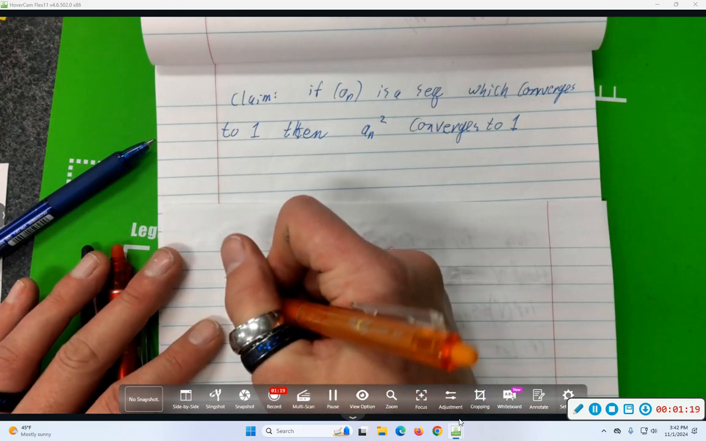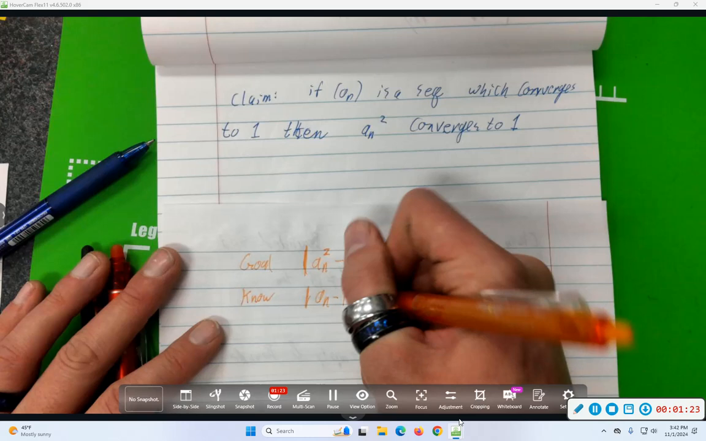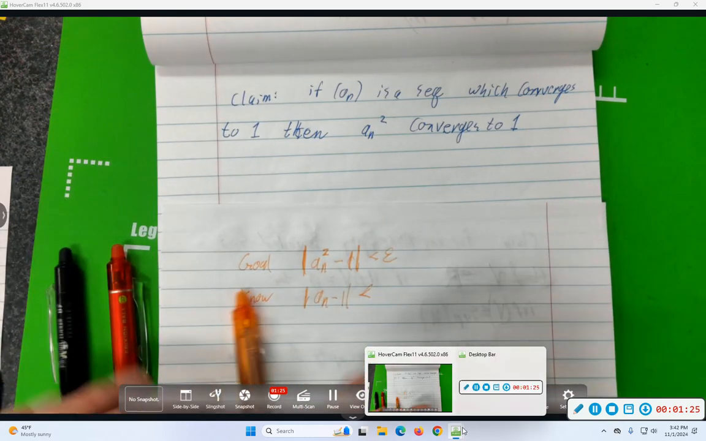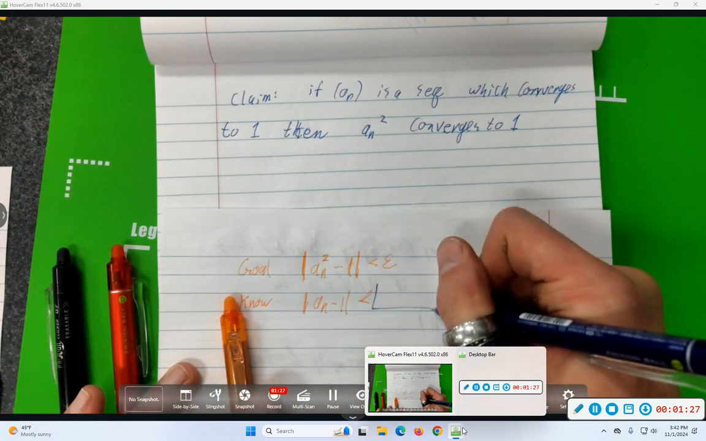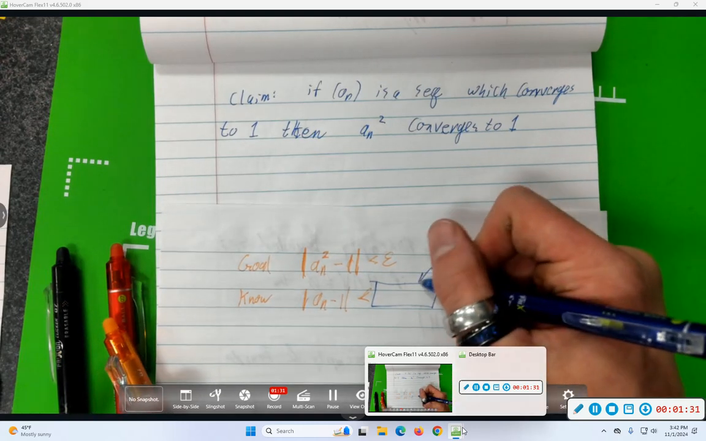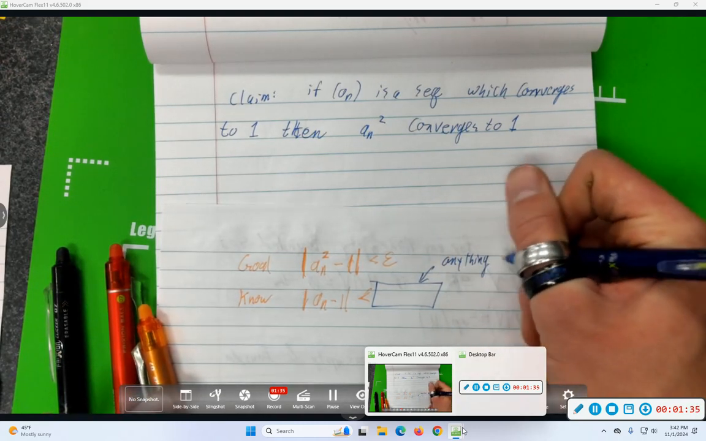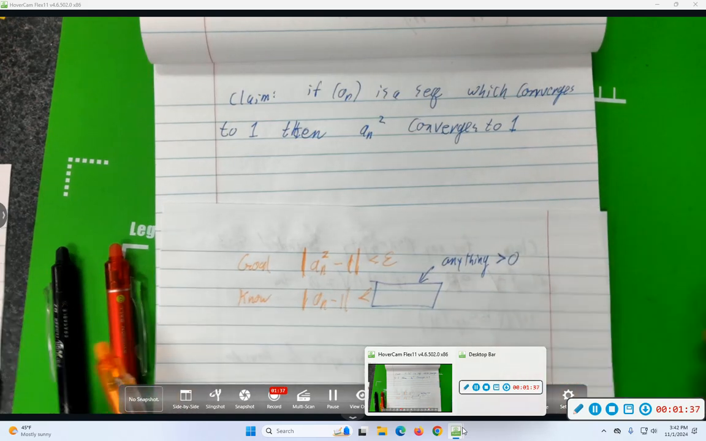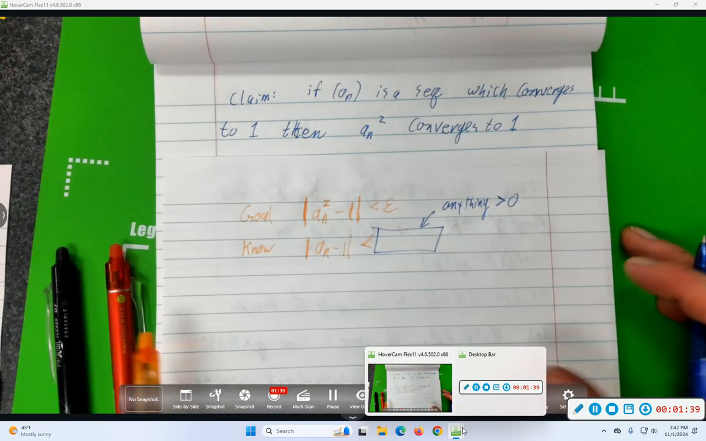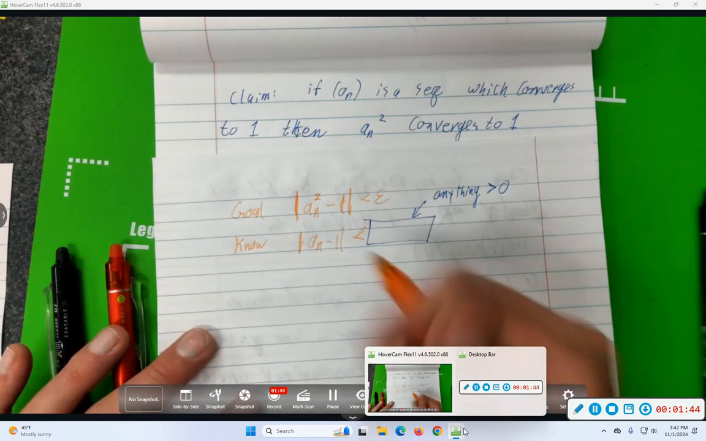The thing I get to know is the absolute value of a_n minus 1 is less than, and I can put anything I want in that box as long as it's bigger than 0. I guess it also has to be independent of n, but that's fine. So let's see what we can do.